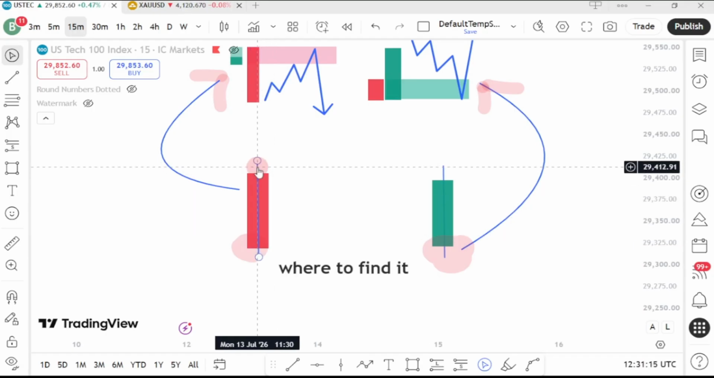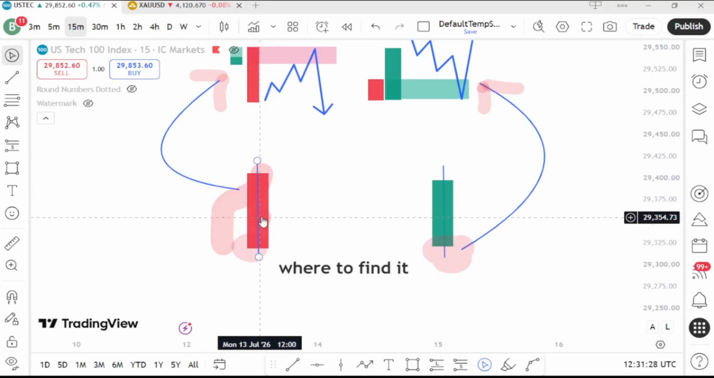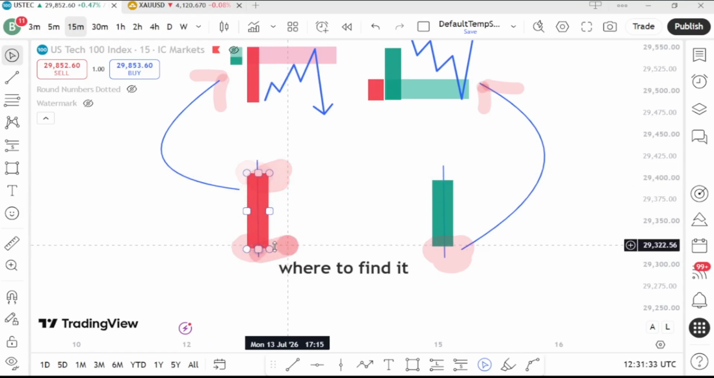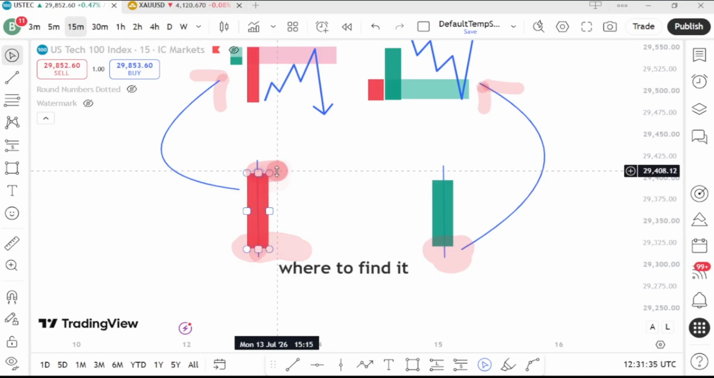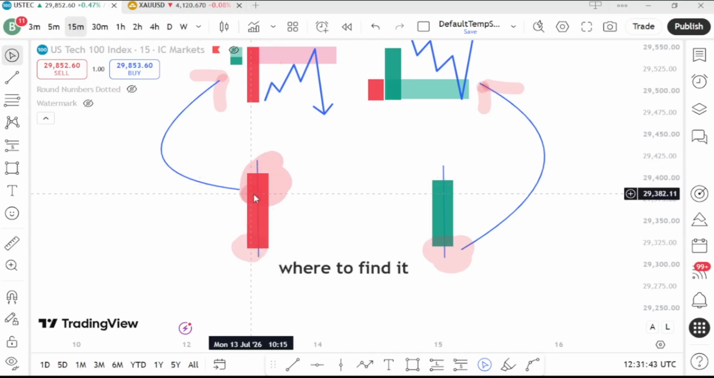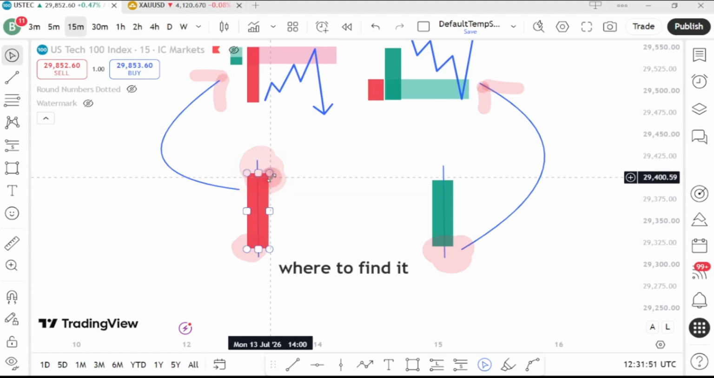I said that supply simply means that sellers are coming into the market, and that is represented by the market closing bearish, right? If price closes bearish, look at where the price started. It opened somewhere over here, then it closed somewhere around here. So it means that the sellers took the market from here, then brought it down to this place. So where do you think the sellers are going to be located? They are going to be located at the tip of the bearish candle, right? The high of that bearish candle.